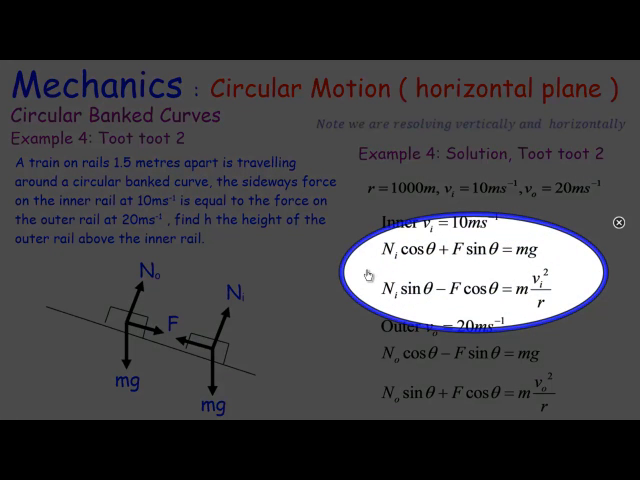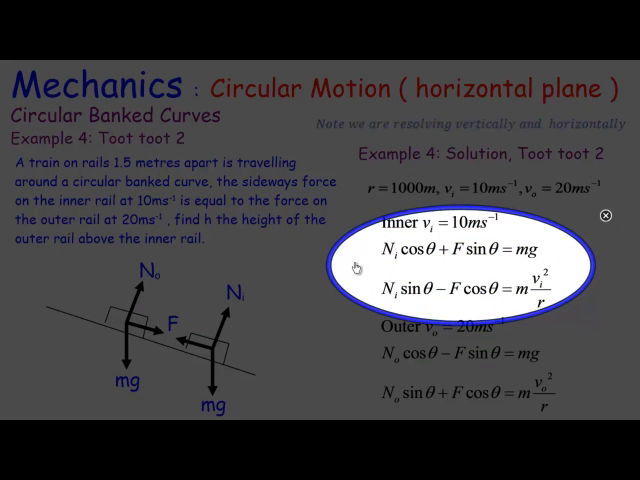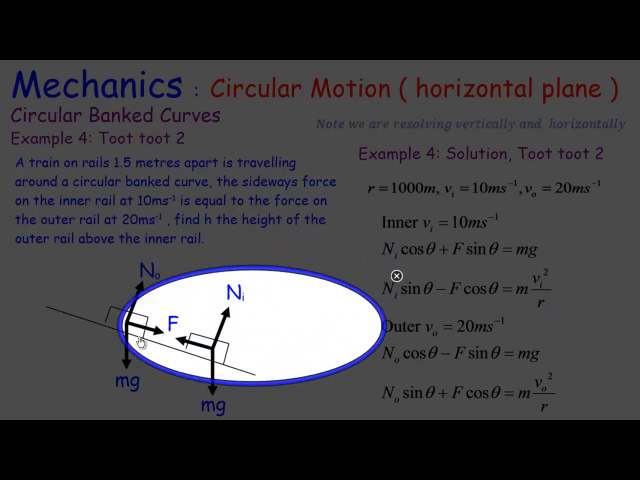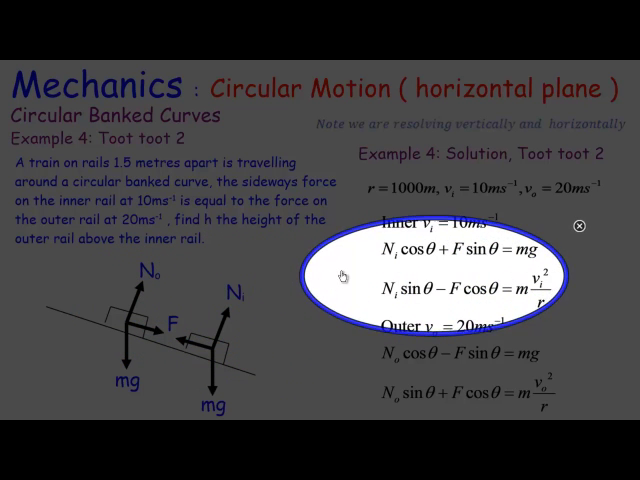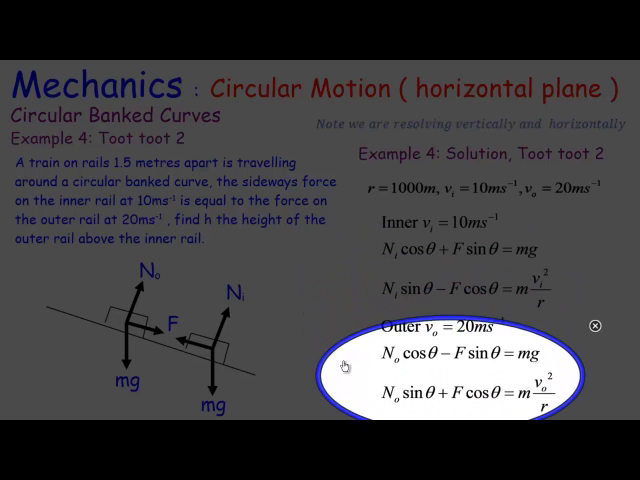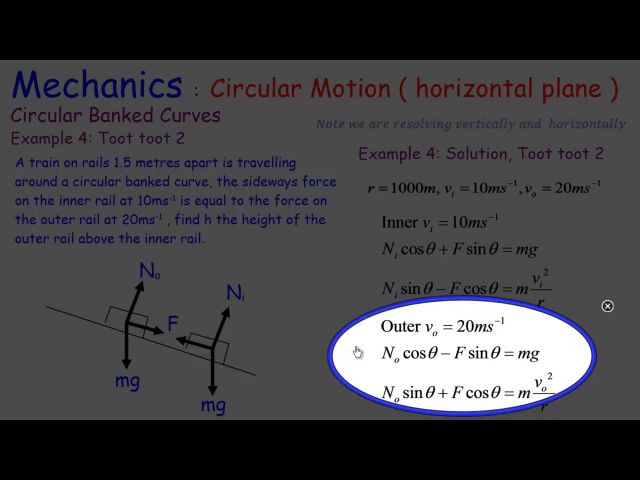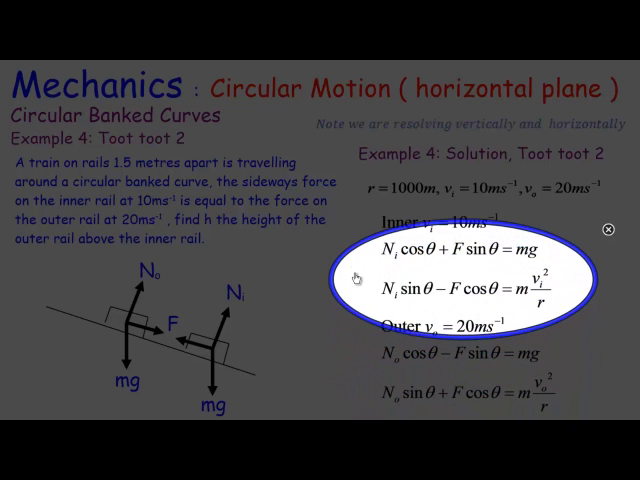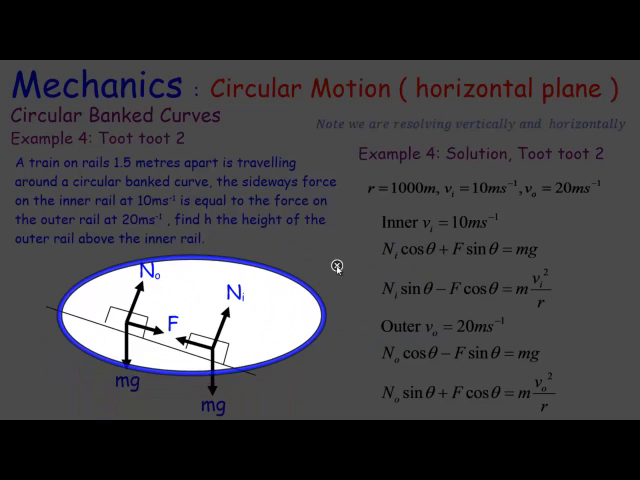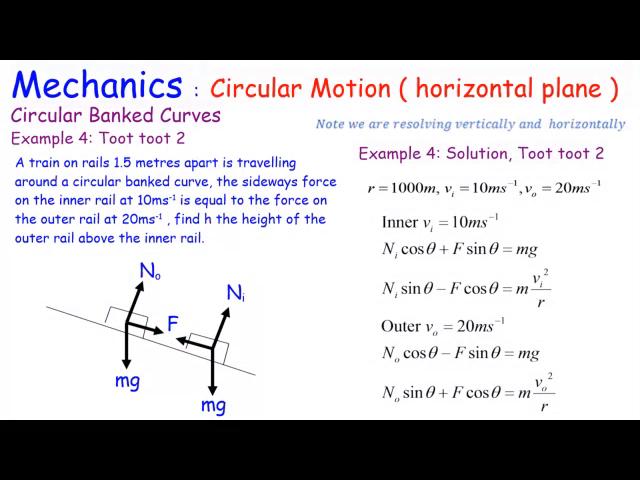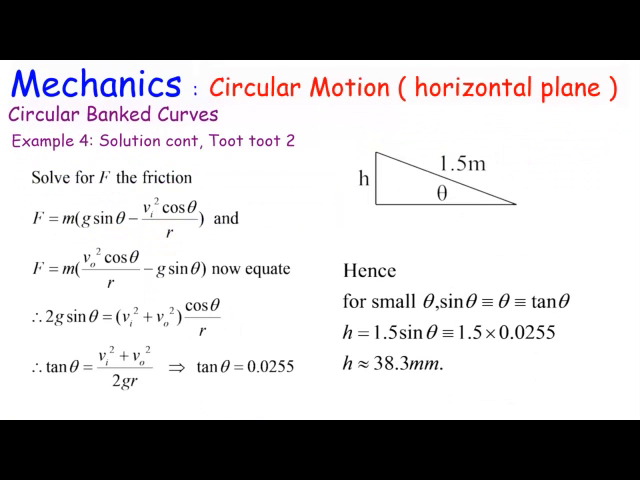Let's set the equations up. You can see here, NI is the normal direction. Have a quick look over here at the inner rail, and the outer rail over there. So the normal inner and the normal outer. We need to have a look at the two different rails, and obviously the weight's the same in both situations. We know these velocities are 10 meters a second and 20 meters a second. Now we solve for F, which needs a bit of work.